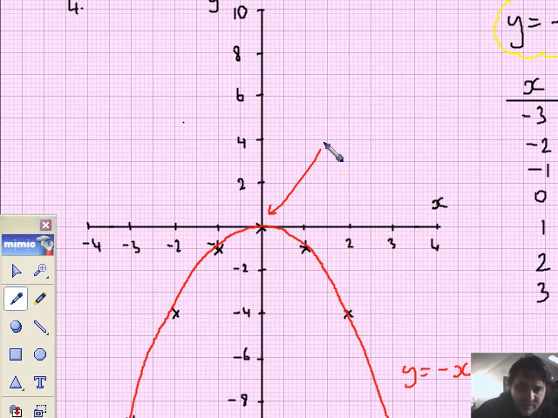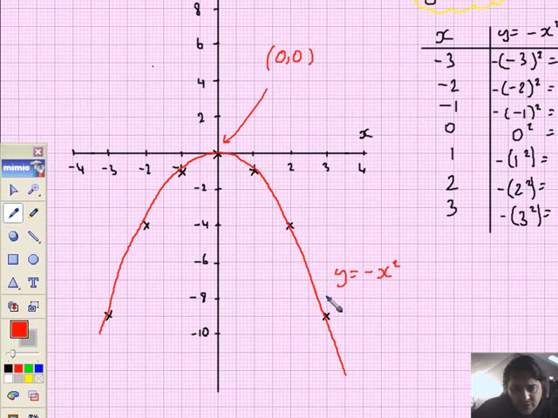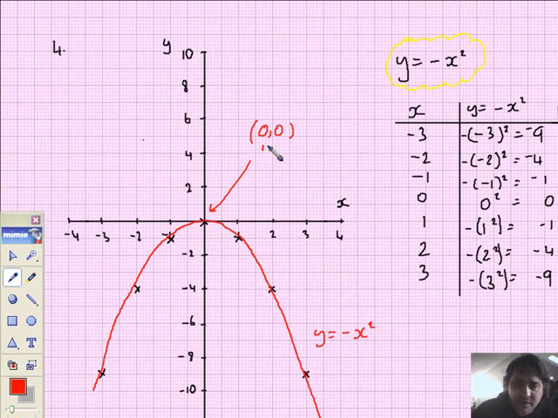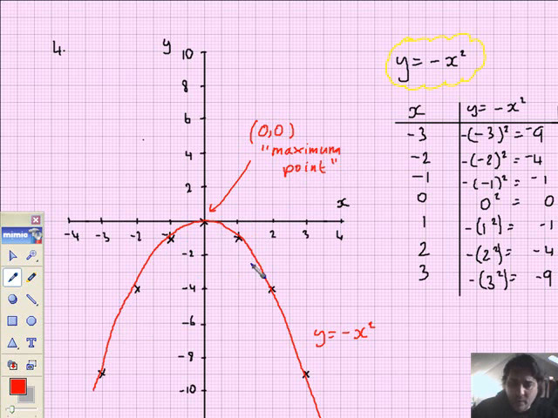Now here's the point 0, 0 again, alright? Now the graph will continue to shoot down this way and down this way. It will never rise above the point 0, 0. Therefore, this is called the maximum point, as opposed to on the previous page where we looked at the minimum point. Okay, so here it won't get any bigger than that.